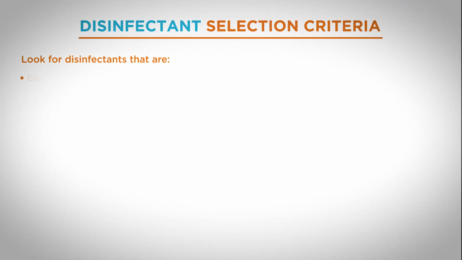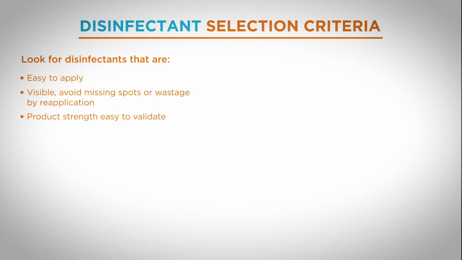So in talking about the selection of disinfectants, we also talked about the importance of the application method. So in application, we're looking at disinfectants that are easy to apply, that are visible upon application so that you can avoid spots or avoid reapplication and therefore wastage of products, and that the product strength is easy to validate, especially when one is preparing it from a concentrate solution. For example, the use of strips that are color-coded and give you the color and concentration of material when immersed is an easy way of validating the concentration of disinfectant.